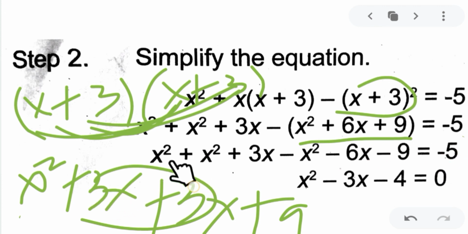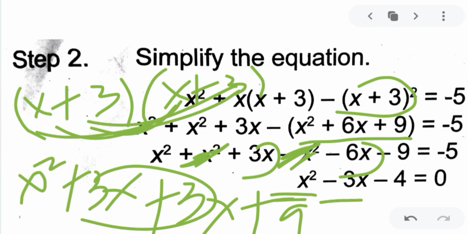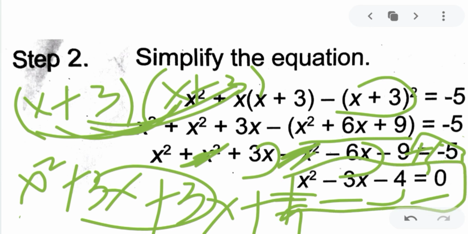Then simplify that. We have x squared plus x squared plus 3x minus x squared minus 6x minus 9 equals negative 5. Combine like terms. We have here a positive x squared and a negative x squared, so we cancel that out since that equates to 0. Then you will be left with x squared and then 3x and minus 6x, so that will be negative 3x. So you will have x squared minus 3x. And then transpose the negative 5 inside: negative 9 plus 5 will be negative 4. Then 0. So you have x squared minus 3x minus 4 equals 0 in step 2.